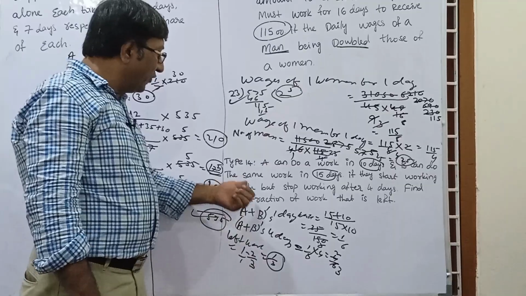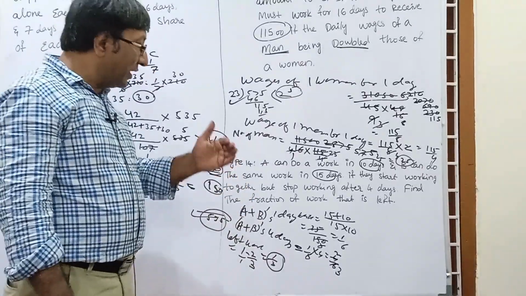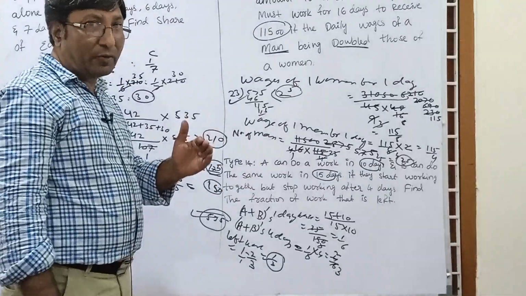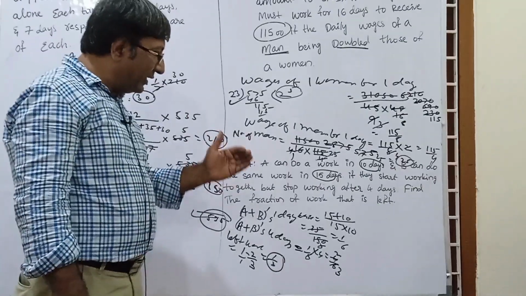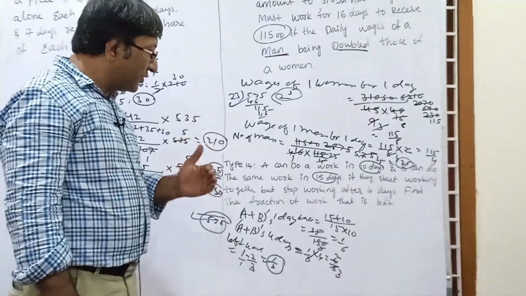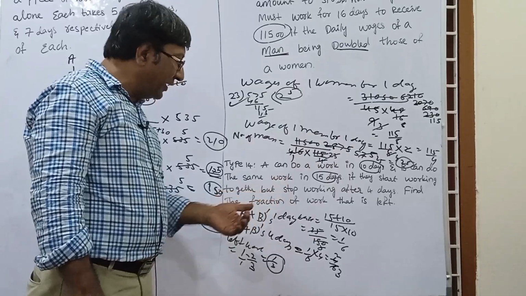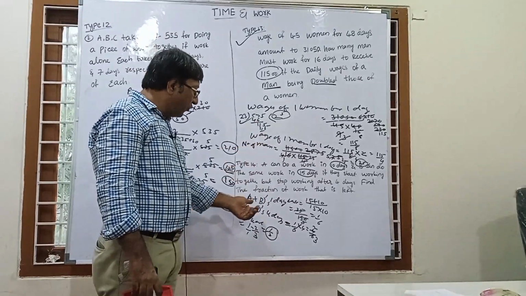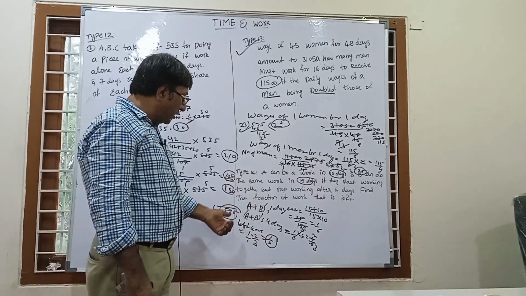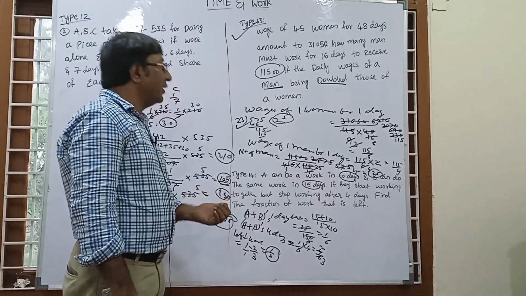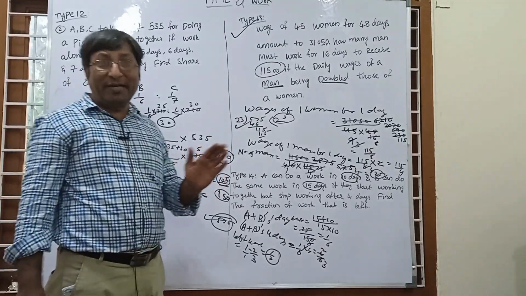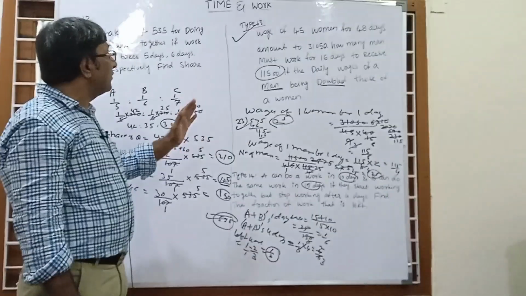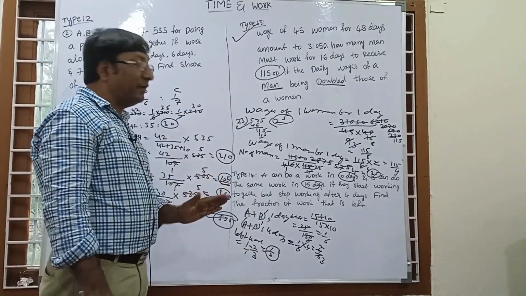So A plus B's 1-day work, the trick is: sum of days divided by product. So 15 plus 10, divided by 15 into 10. So this is 25 by 150, so 1 by 6. A plus B have worked 4 days, so 4-day work is 4 by 6, that is 2 by 3. So the remaining work is 1 minus 2 by 3. So now we have completed all the questions of time and work up to type 14.